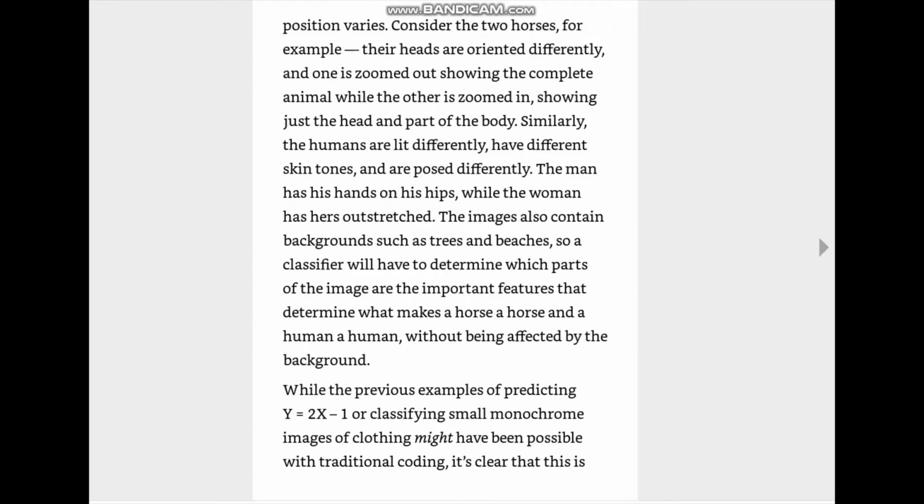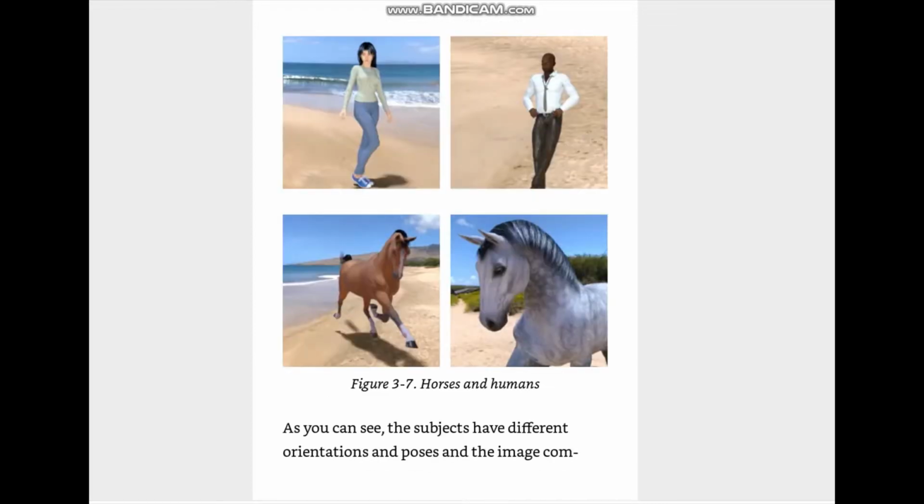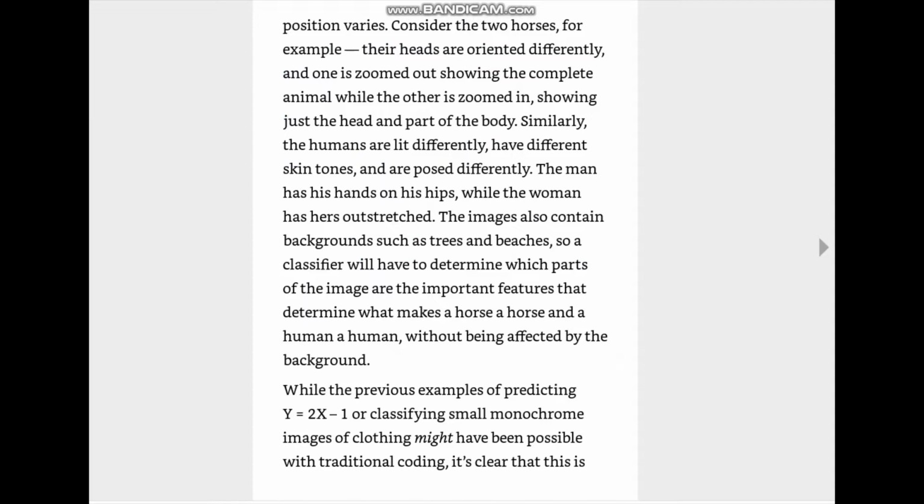So consider the two horses, for example. Their heads are oriented differently and one is zoomed out while the other one is zoomed in. In this picture, you can see that the horse on the right has been zoomed in while the picture of the horse on the left has been zoomed out. So now let's read further.